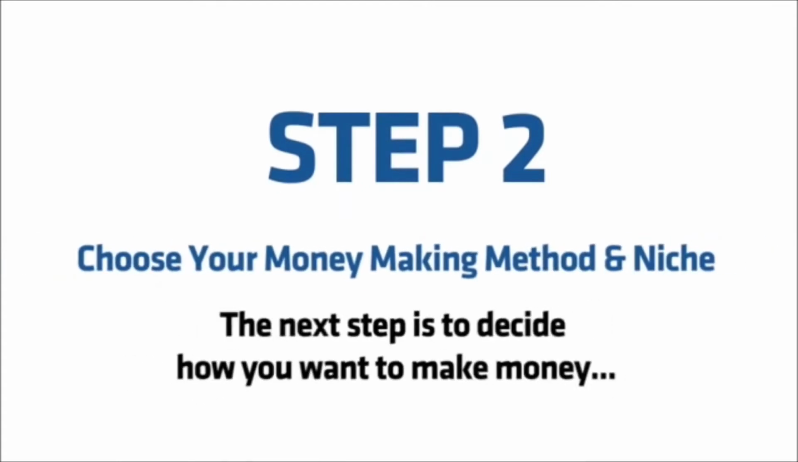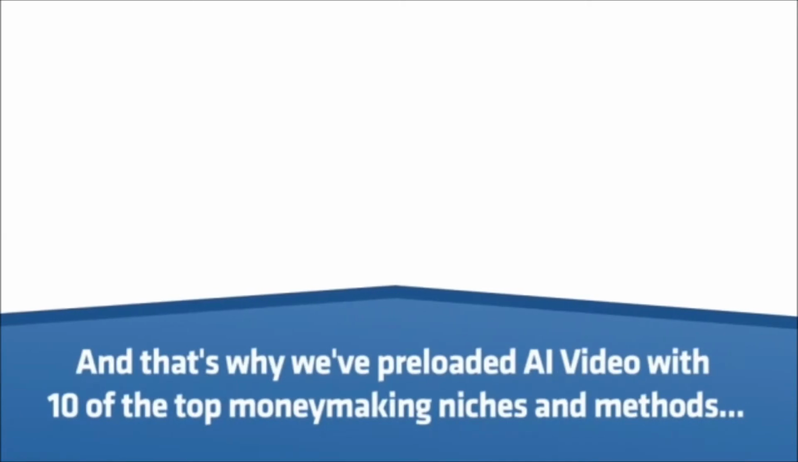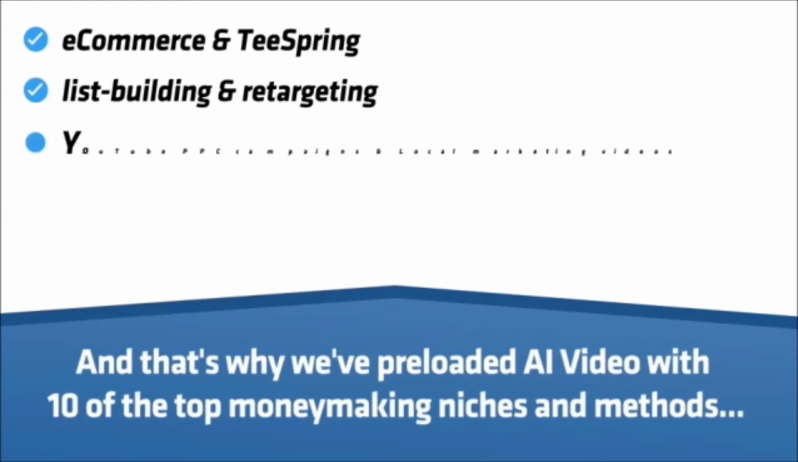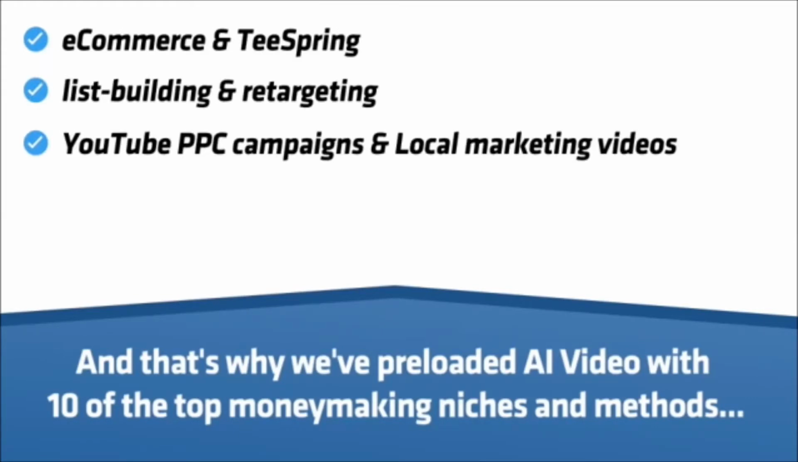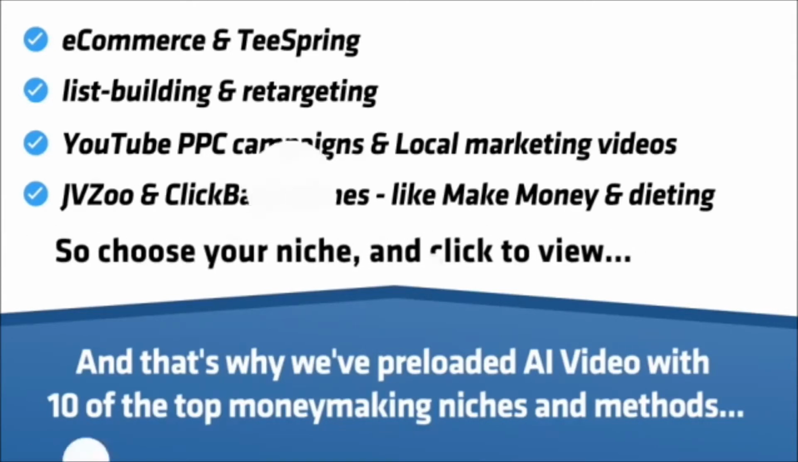Step 2. Choose your money-making method and niche. The next step is decide how you want to make money. And that's why we've preloaded AI video with 10 of the top money-making niches and methods. From e-commerce and Teespring, to list building and retargeting. From YouTube PPC campaigns and local marketing videos, to JVZoo and ClickBank niches like make money and dieting. So choose your niche and click to view.